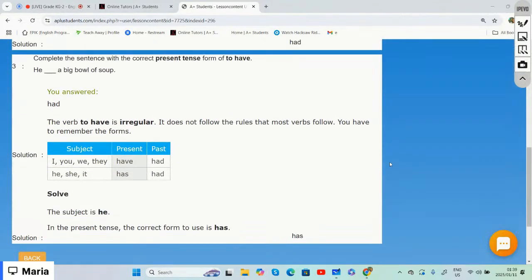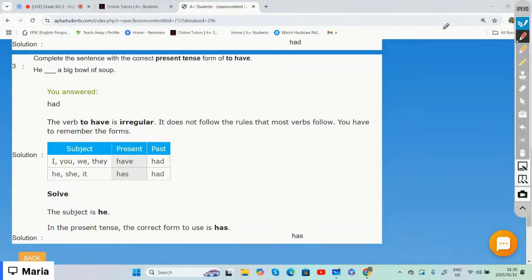Let's look at the last one. It says he. Do we say he, which is in the present tense, do we say he have a big bowl of soup, or do we say he has a big bowl of soup? Which one is correct? He have or he has a big bowl of soup.